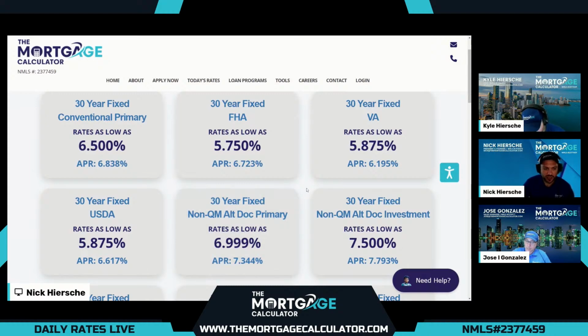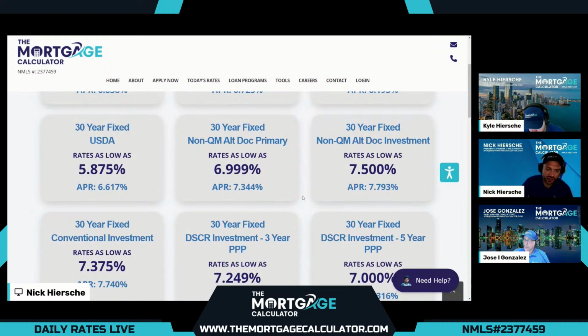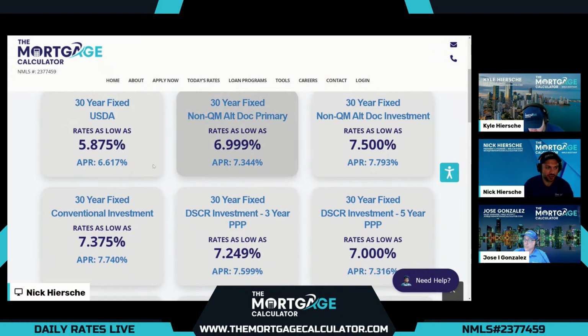And moving on to investment properties. For the same options for non-QM alt doc, typically a bank statement option for an investment property, rates as low as 7.5 today, final APR 7.793. So let's scroll down to our other investment options.